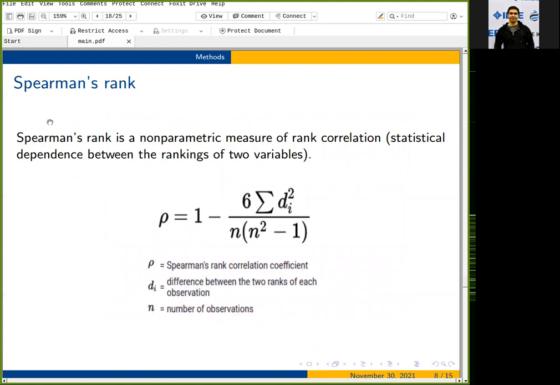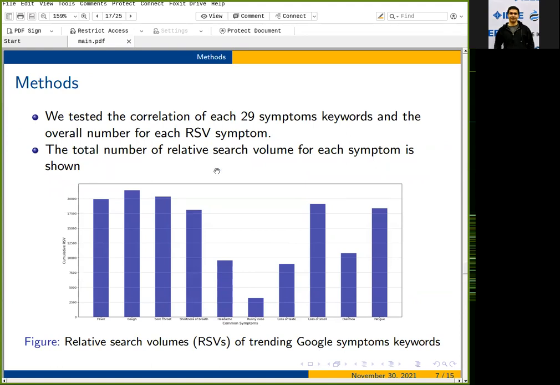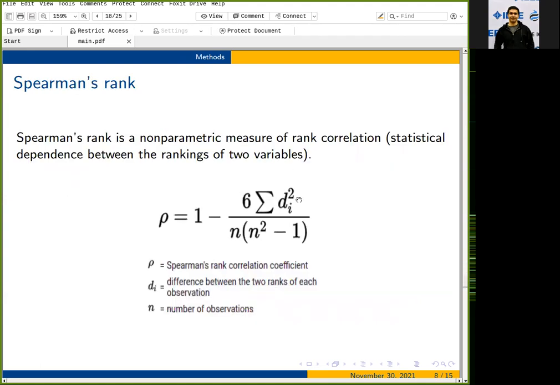And we used Spearman rank. It is a non-parametric measure of rank correlation. It shows a statistical dependence between the ranking of two variables. So the first variable is our relative search volume from Google Trends, and our second ranking comes from the Ministry of Health reported cases. So we used this rank to show the correlation between the two. Is it a positive correlation, negative correlation, no correlation, and so on.